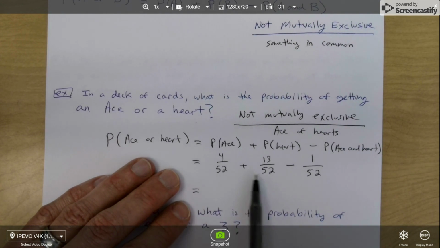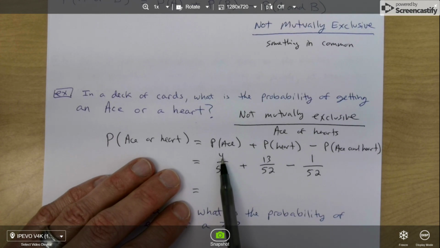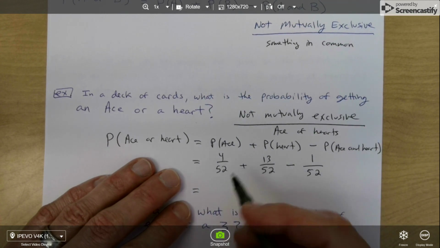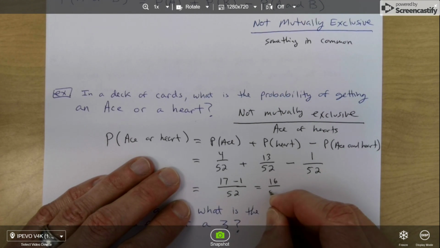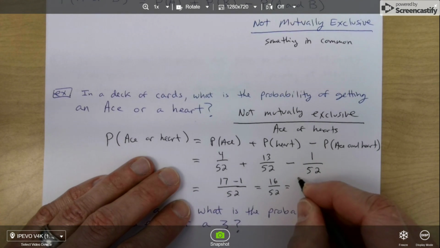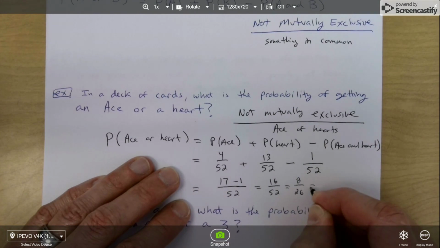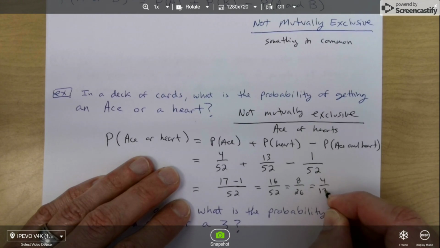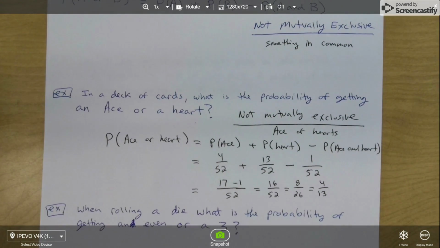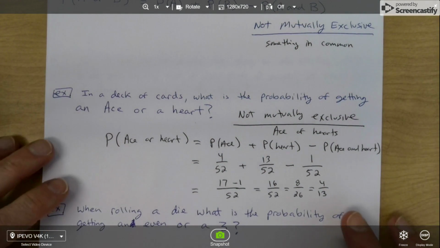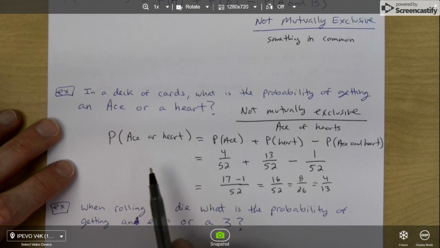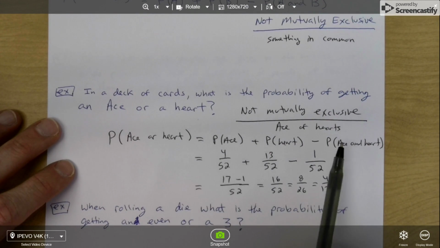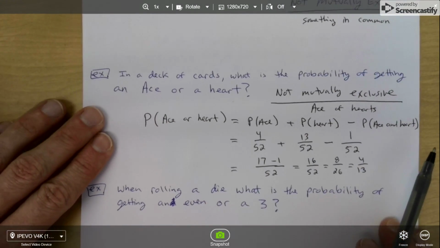Well, these have common denominators, so we can add them together. 4 plus 13 is 17. And we're going to subtract the 1. So it's 17 minus 1 over 52 is 16 over 52, which if we take a 2 out, that's an 8 over 26. Take another 2 out, that's a 4 over 13. And that's reduced there. So 4 over 13 is our probability there. Now, that was not mutually exclusive. And so they had something in common. All you do is you add them, subtract the overlap. Well, let's look at something that is mutually exclusive.